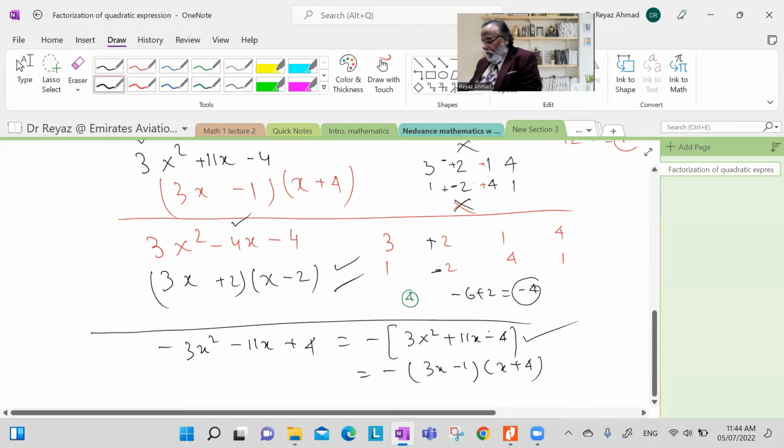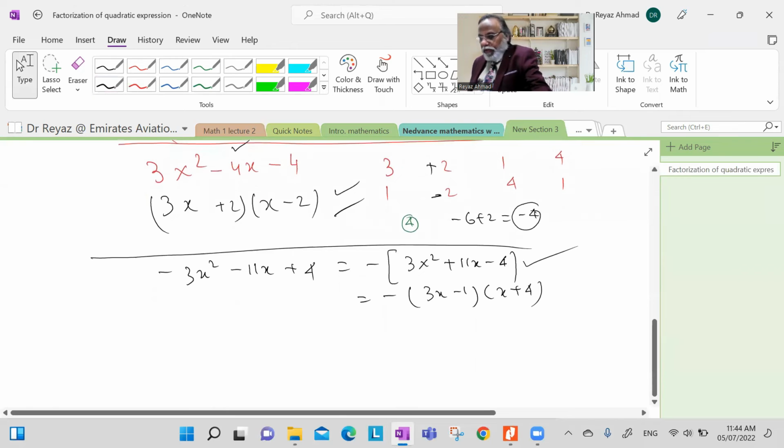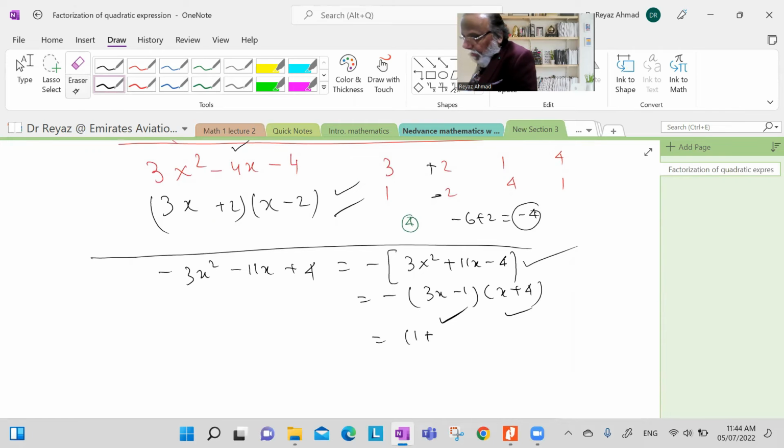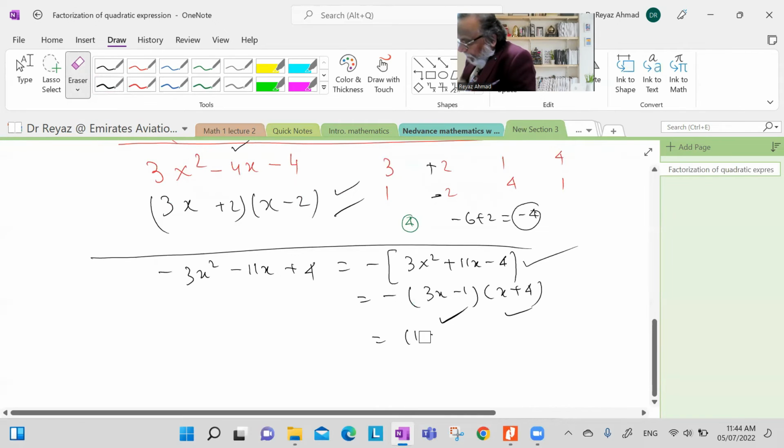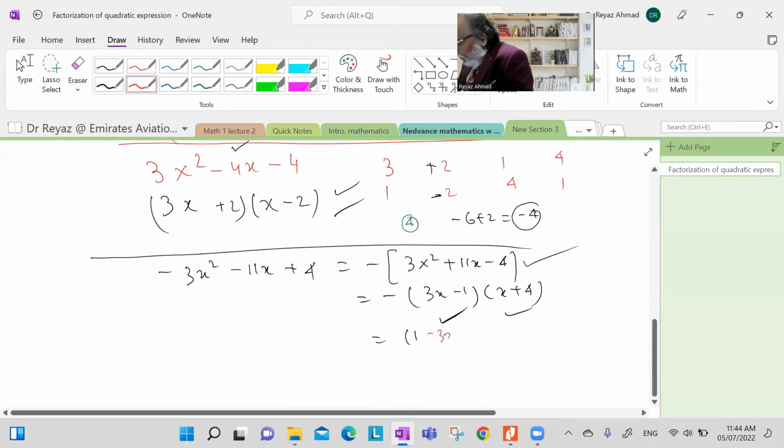Now this negative you can take inside in any one of them. Okay, either you put it in this one or in this one, it's your choice. Or you can keep it outside also, no problem. So I want to take this inside. Then negative will become positive and positive will become negative. So this is minus 3x and x plus 4. And this is done.